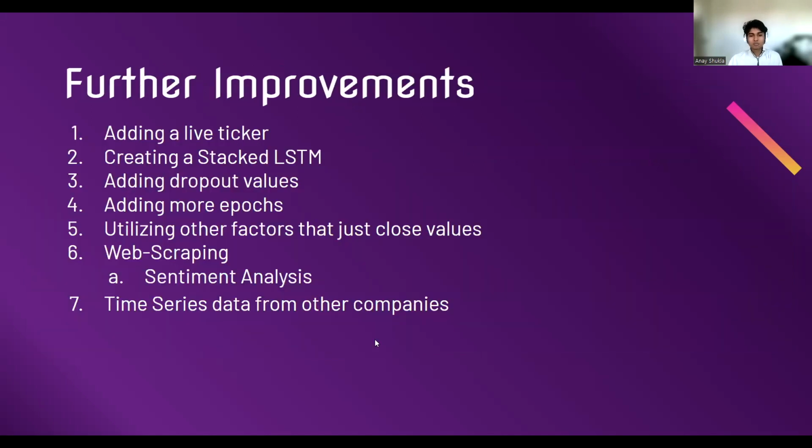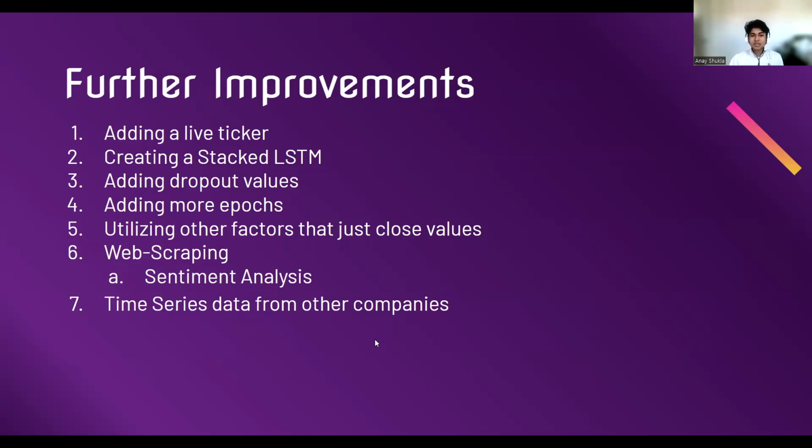So some further improvements that can be utilized in this project are, first of all, there should be a ticker that updates the stock prices live, so there's more data in the model. For the LSTM model, more layers of LSTMs, or creating a stacked LSTM, could be added, or using a dropout value to improve the generalization skills of the neural nets. Adding more epochs could also be helpful, as they would allow the model to perform better in more real-life situations.